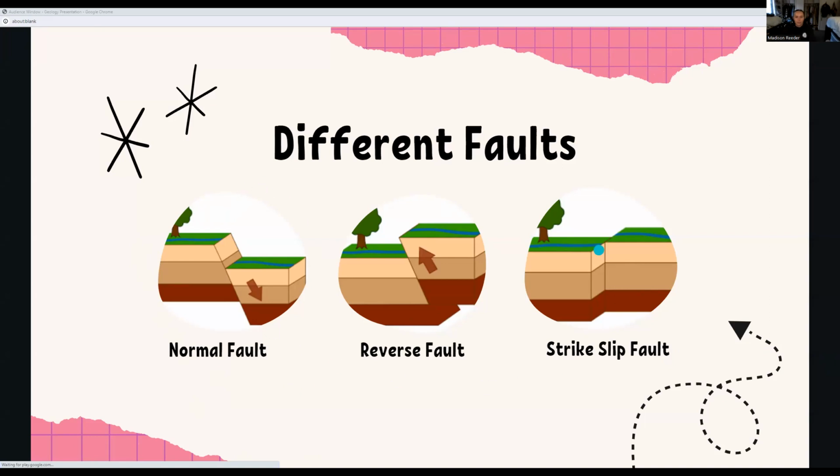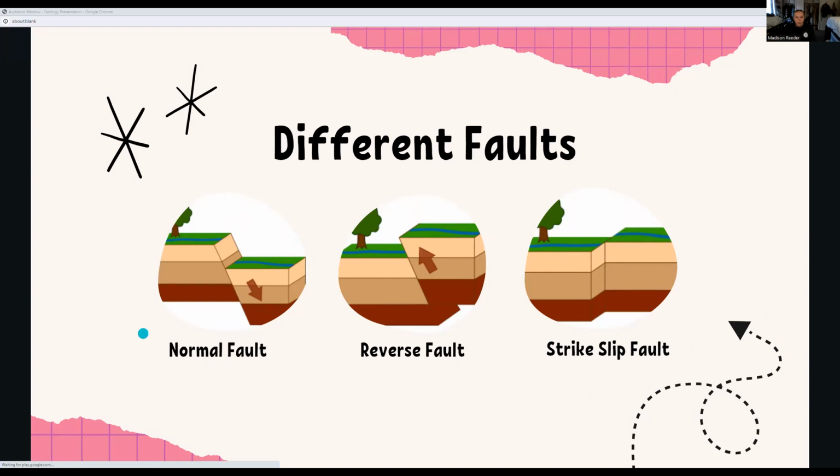But there are three different faults: a normal fault, a reverse fault, and a strike slip fault. We'll start with the reverse fault. They are due to compressional forces that cause the hanging wall to move upwards. This is the hanging wall, moving upwards compared to the footwall, which is moving more downwards. And then a strike slip fault is when the rocks on either side of the fault move past each other, or parallel. So this rock is moving that way, and this rock is moving this way.